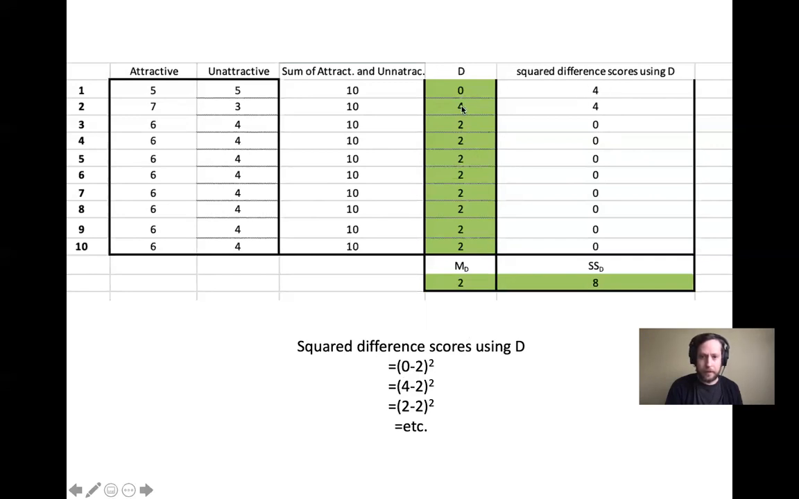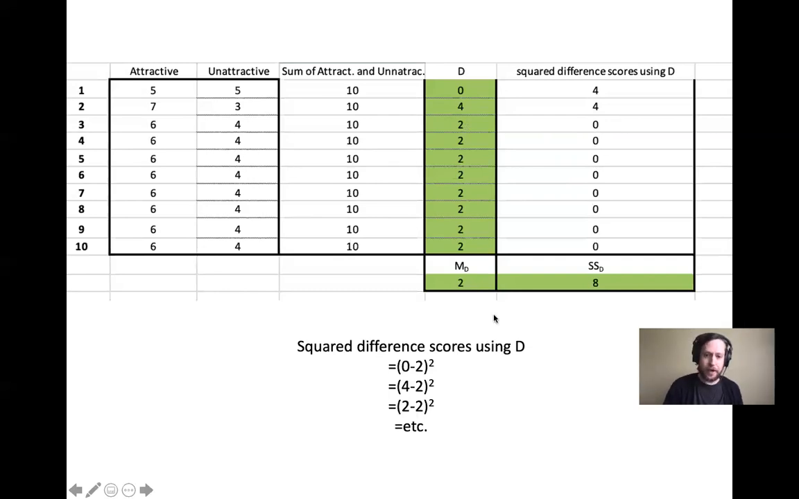Keep on going, go to the next difference score. This is a 4 right here. 4 minus the mean difference score, 2, that equals 2. 2 squared equals 4. And then the rest of them are all the same. 2, which is the D right there, 2 minus the mean of the difference scores right here, which is 2. 2 minus 2 equals 0. 0 squared equals 0. And that's the way all of these look right here.